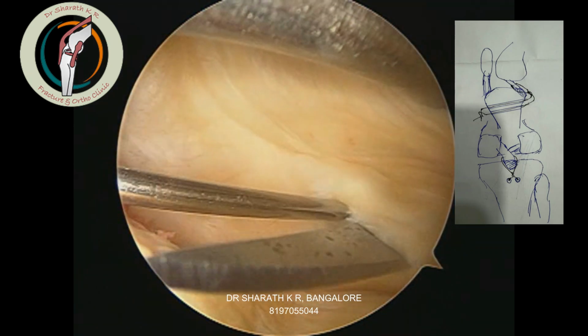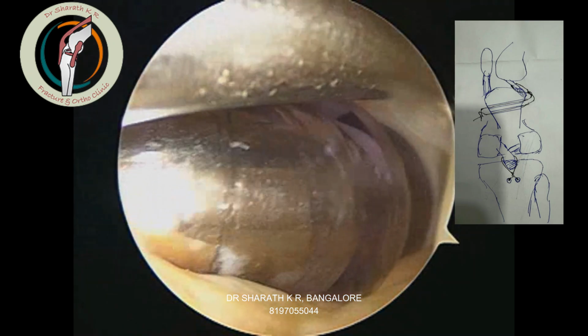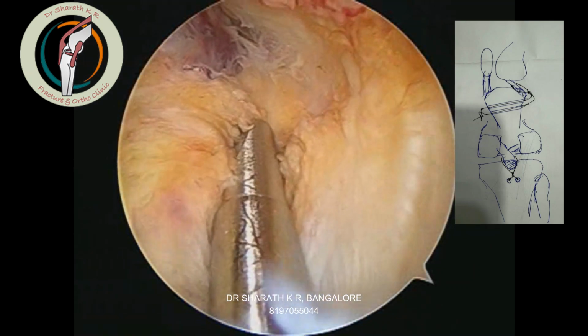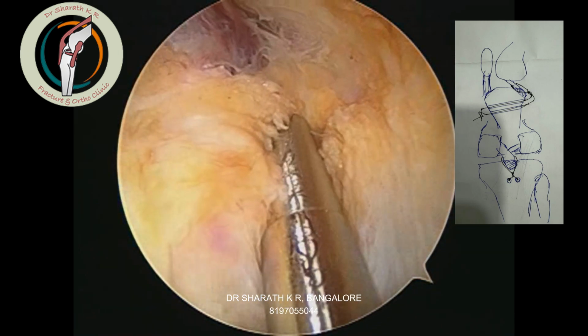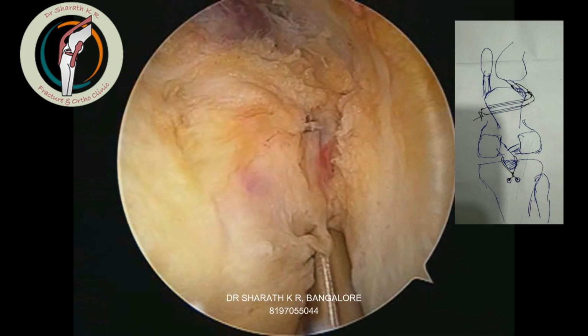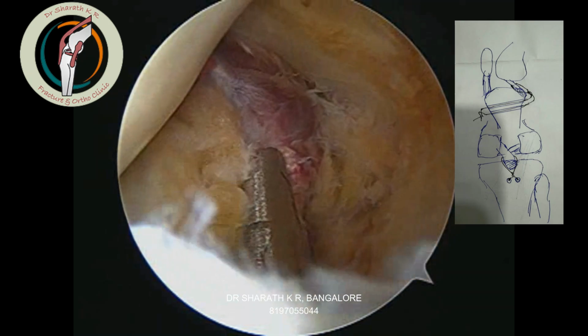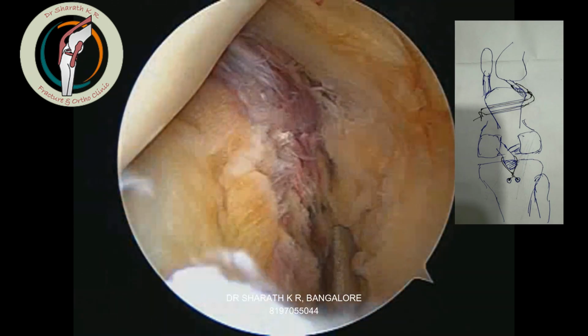That is the concept. To pass the loop around the PCL and tie it behind, we need posterior medial up and one superior, one inferior portal. We can also create posterior lateral and posterior medial. Here I am demonstrating posterior medial up and down. I am viewing from above and working from below.